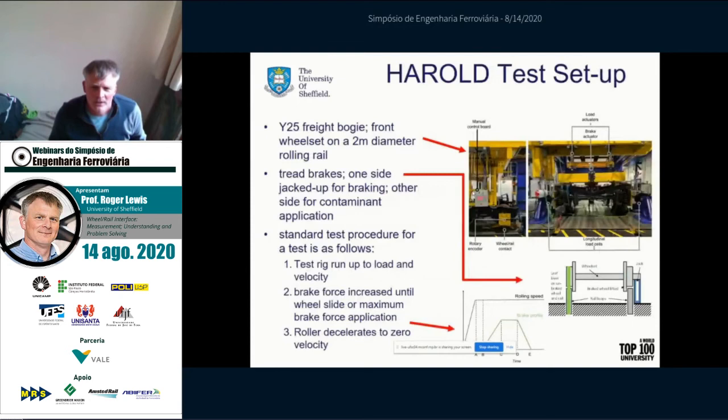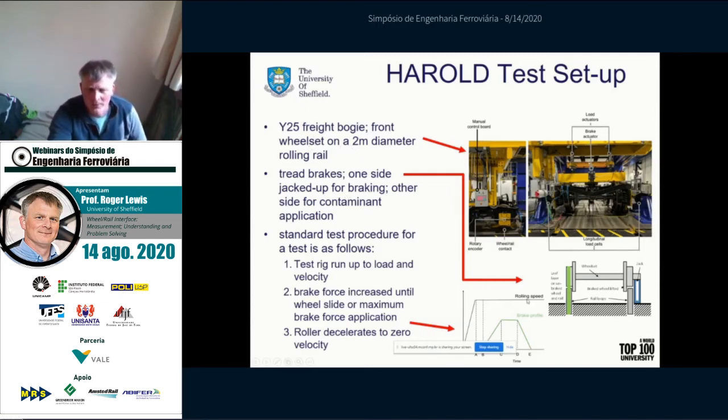So you can see here a picture of the rig. It's quite hard to fathom what's going on here. So the yellow structure above the bogie, which you can just see there, is obviously all the loading apparatus. The rail loop is actually below floor level in that picture. We were using a Y25 freight bogie.